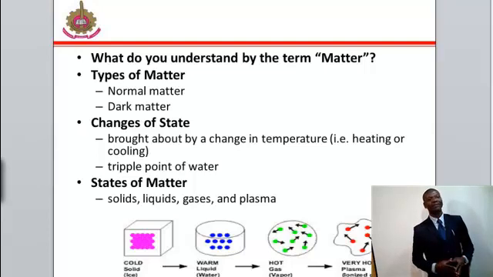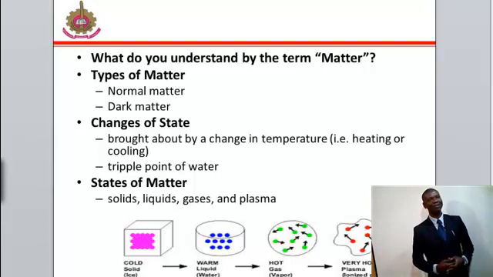Dark matter. This is in contrast with normal matter. It is non-luminous in nature. It does not interact electromagnetically, and therefore it appears dark. The exact nature of dark matter is not well known.